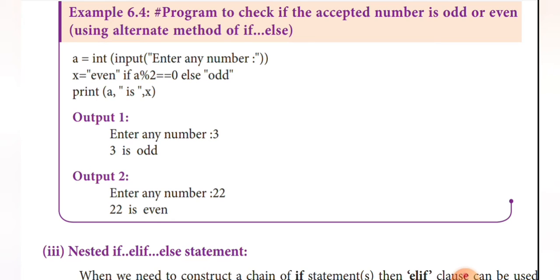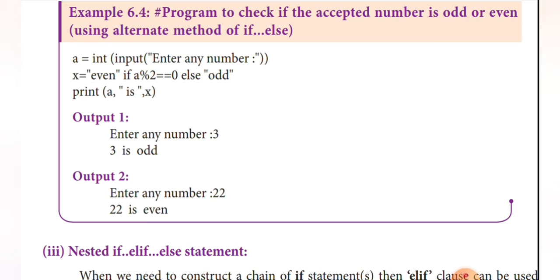Now you can see an example of the alternative method for the if else statement. First we get the value for A. For that we are using A equal to int input, enter any number. Then x equal to even if A modulus 2 equal to 0 else odd. See this, the if else statement can be replaced by a single statement. When the condition is true, it stores the value even into x. When the condition is false, it stores the value odd into x.